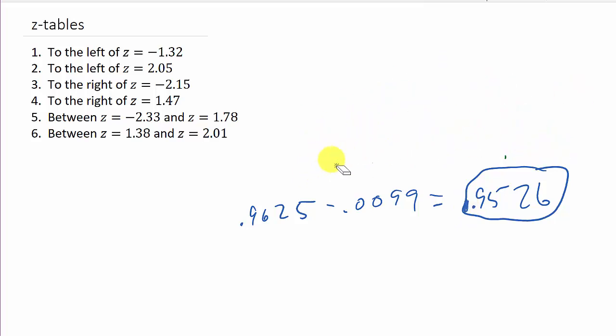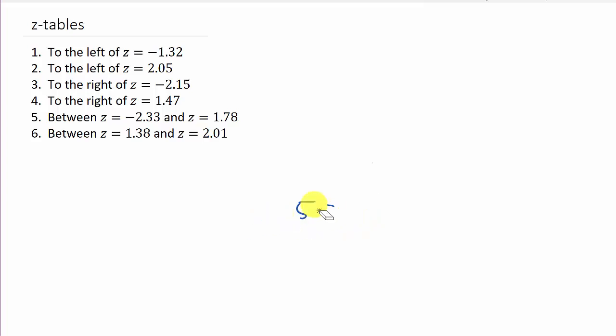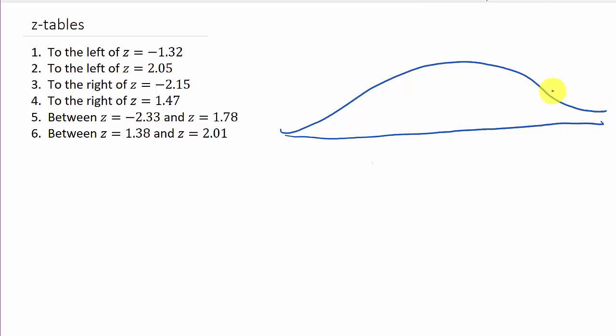All right. And then let's look at number 6. There's 0, there's 1.38, there's 2.01, and we want the area between the two numbers. Okay. So this one's a little bit different. I mean, this one's similar to number 5, but when we use the other table, it's a little bit different how you work it. That's why I'm including both of them.